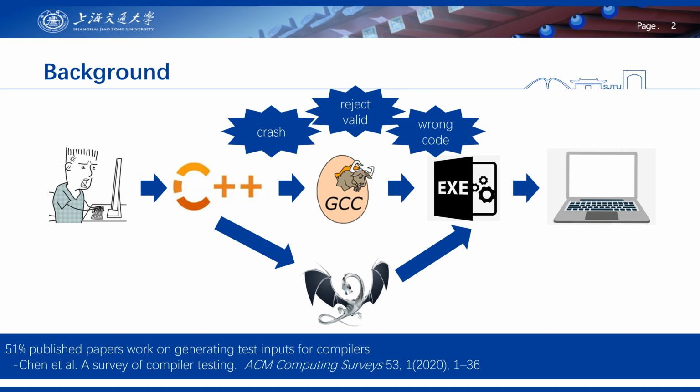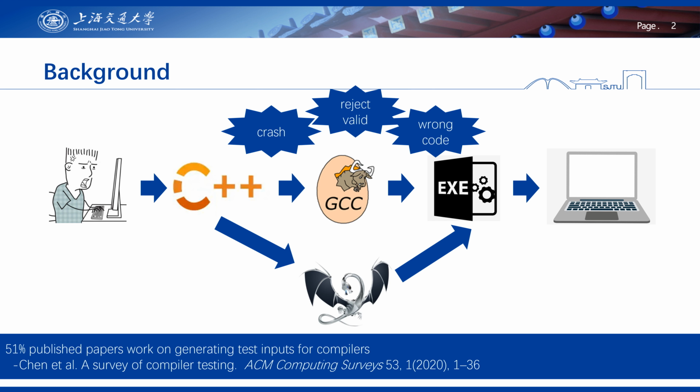The translation is important, but as software artifacts, compilers can have bugs. For example, they can crash. They can also reject valid programs and generate wrong code. The bugs in compilers can cause bugs in the compiled code. It is quite challenging to detect such bugs.